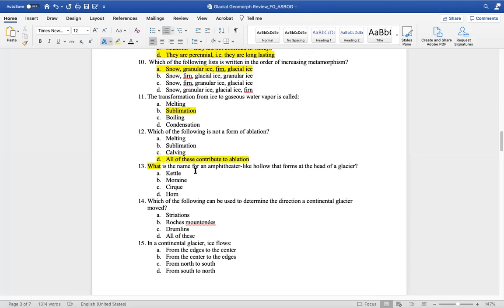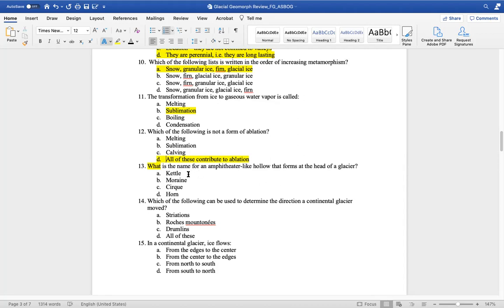All right. What is the name for the amphitheater-like hollow that forms at the head of a glacier? So an amphitheater is kind of like a low-lying arena. I don't know if I would use this kind of language for this, but that's just the question that was on the exam. And the head of the glacier is more like the head wall. So you have a wall coming down, and then there's some type of depression.